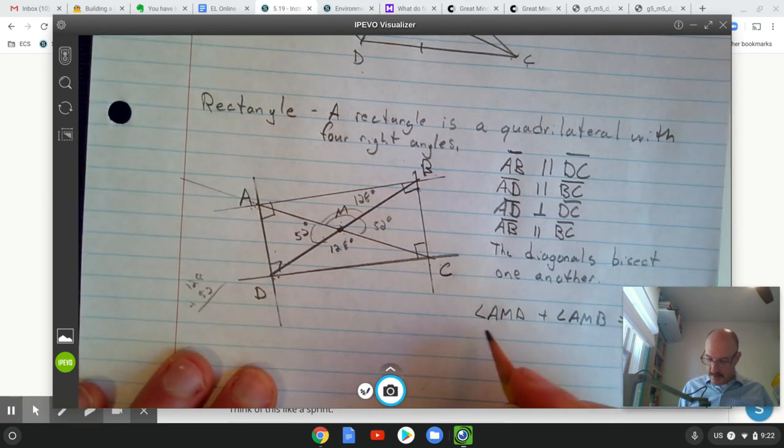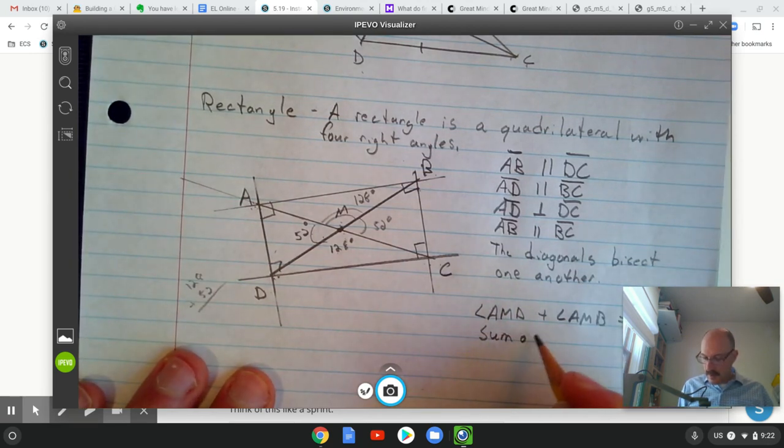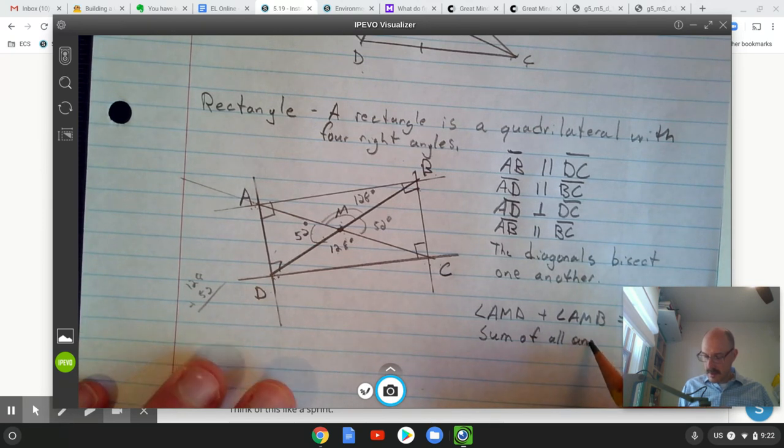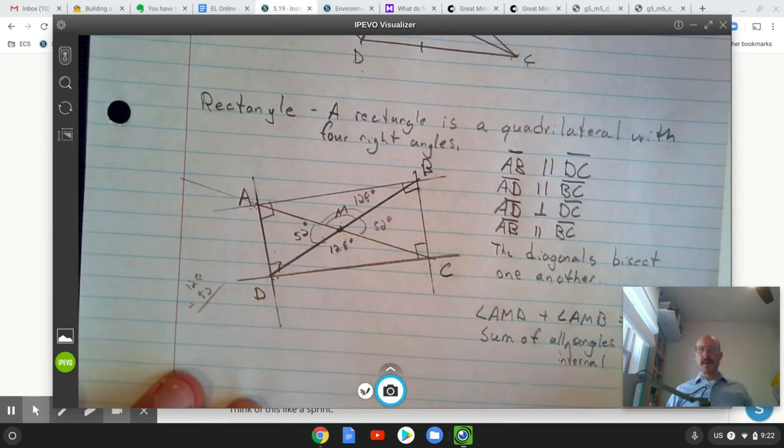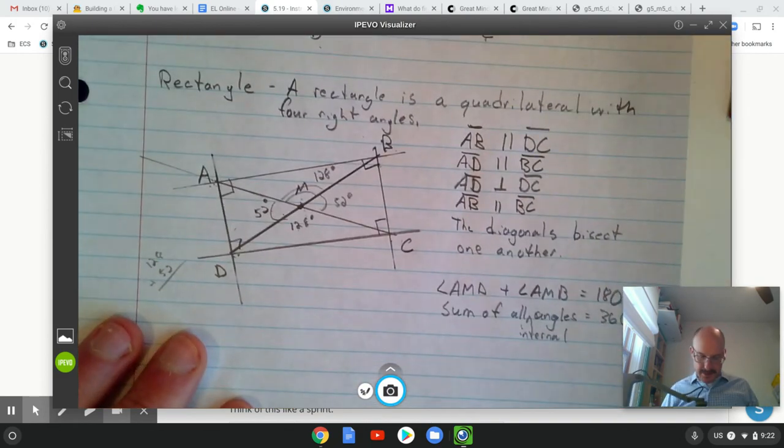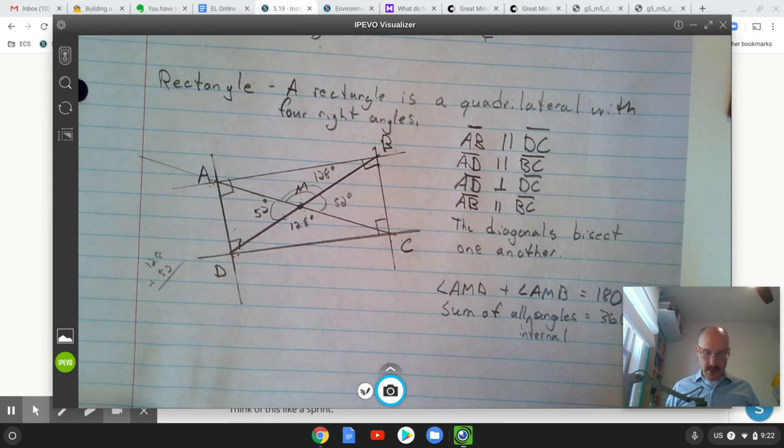And the sum of all angles, of course, equals 360 degrees. Maybe we should say sum of all internal angles. Okay. All right, I think that covers what we need for a rectangle. All right, very good.